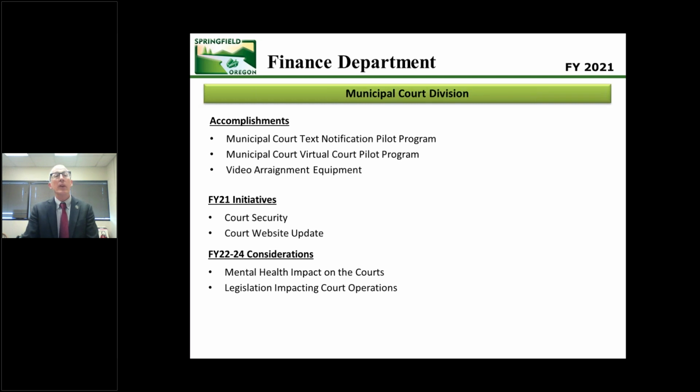One of the big accomplishments here was replacing our video arraignment equipment. The equipment was outdated and it was starting to fail. And by getting that replaced, we reduced that potential for having it fail at a critical time, like now with the COVID-19 event. And in fact, that event allowed us to move faster on this in the current year than we would have planned on. We used a vendor who was able to secure equipment that was becoming in great demand, and was able to set some aside for us, and we got that installed and it's up and operating.